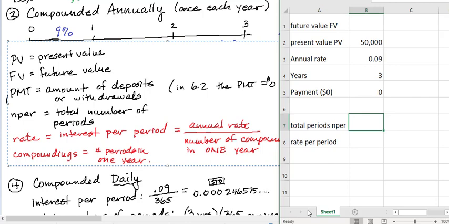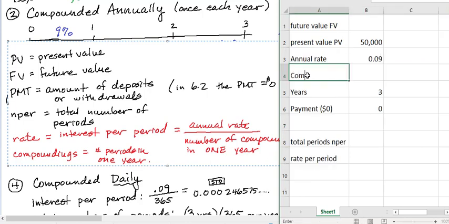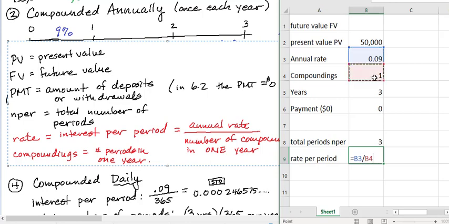Okay, now the total number of periods needs to be calculated. That will be once per year. I need to go back and add in a variable for the number of compoundings. Since this is annual compounding, I'll have once per year. Then my total number of periods will be 3 years times 1 time a year for a total of 3. So 3 arrows advancing your money forward. Your rate per period is your annual rate divided into, well, just once per year. So that should still be 9%.